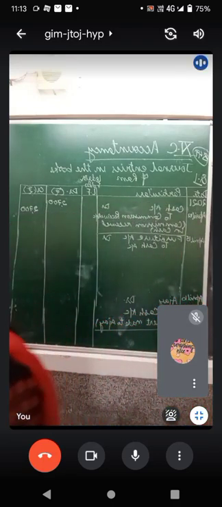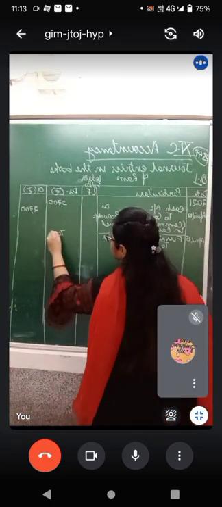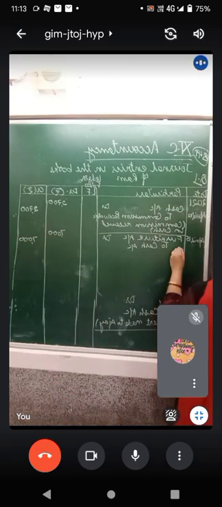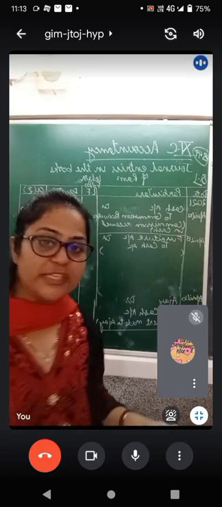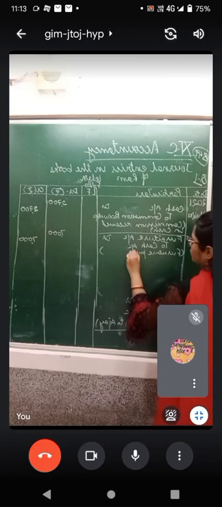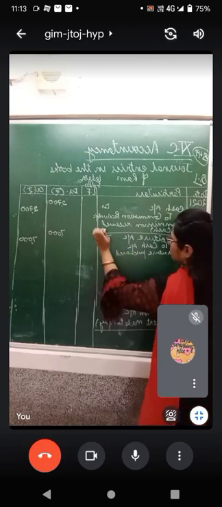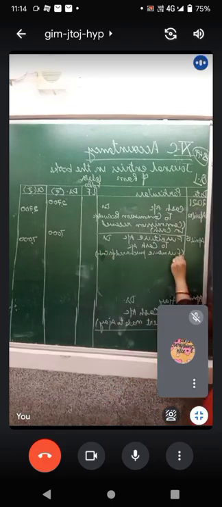What shall be the amount of the furniture which is purchased? It was worth rupees 7,000. 7,000 in the debit side and again 7,000 in the credit side. Who is going to tell me the narration? Quickly. Ma'am, furniture purchased in cash. Yes, furniture purchased for cash. Write this, everyone. Furniture purchased for cash.